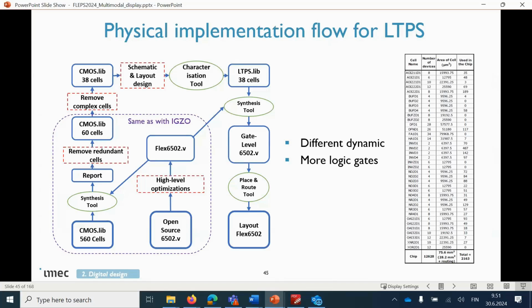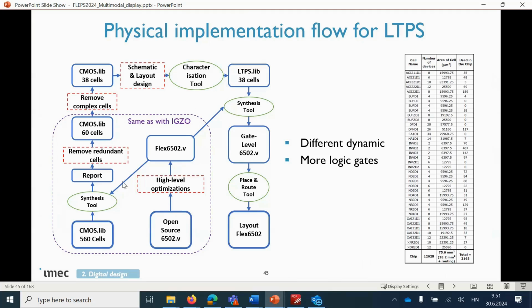And of course, this is not enough. You want to go more complicated. You want to build big processing units. You want to have microprocessors. So you need what we call a physical implementation flow. And this is an example for LTPS. You start from a CMOS library.